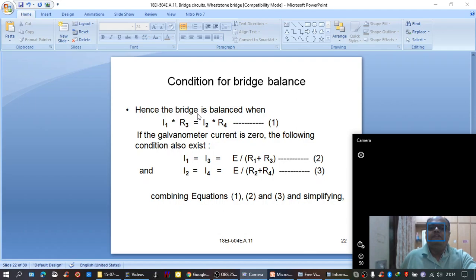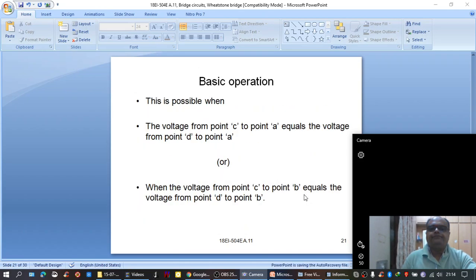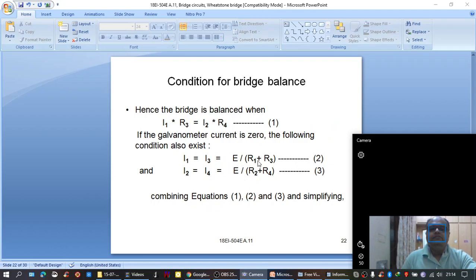Hence, the bridge is balanced when I1 R3 equals I2 R4, and we know the expression for I1, which is the same as I3. I1 should be equal to I3. Similarly, I2 should be equal to I4. What is the expression for I1? E by R1 plus R3. What is the expression for I2? E by R2 plus R4. E by R1 plus R3 is I1 or I3. E by R2 plus R4 is I2 or I4.